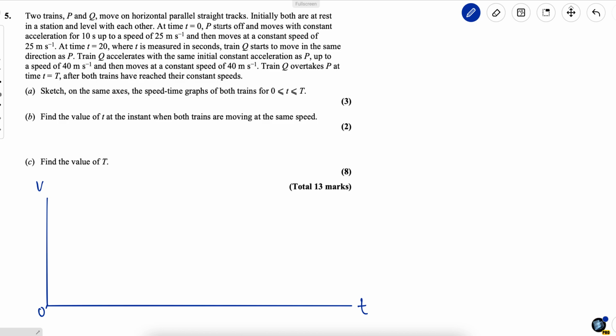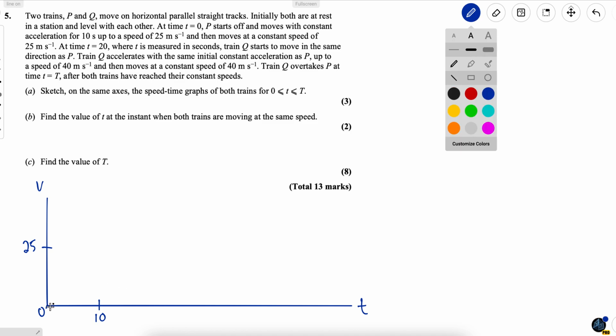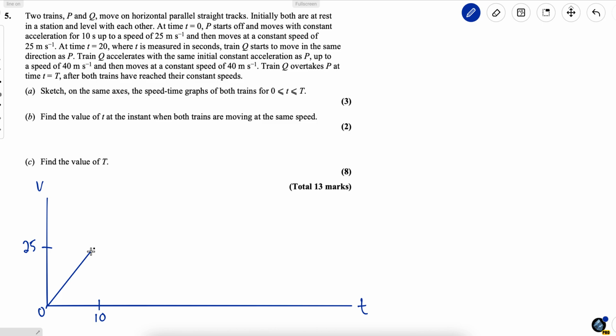At time t equals 0, P starts off and moves with a constant acceleration for 10 seconds up to a speed of 25 meters per second, and then moves at constant speed of 25 meters per second. So if I mark that speed on here and 10 seconds on the time axis, now I can draw the journey of that train. So it accelerates over the first 10 seconds up to that speed of 25, and then travels at 25 meters per second constant velocity.